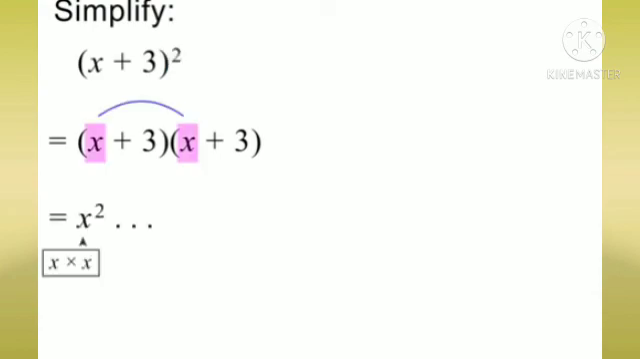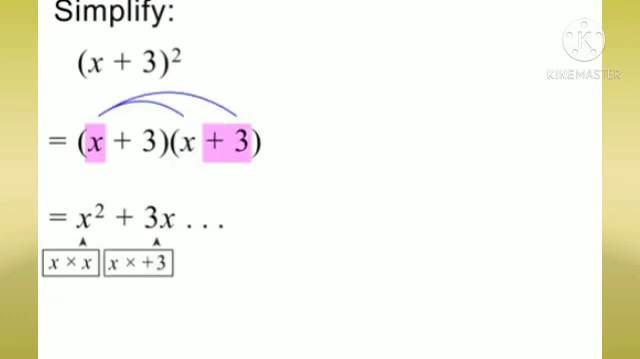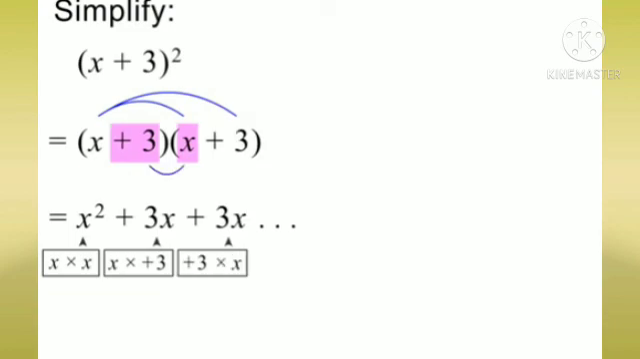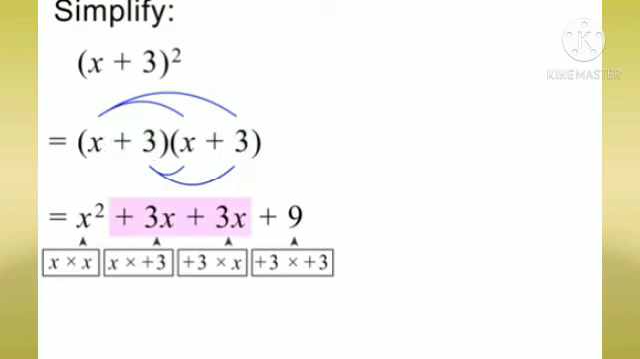We proceed as before. X times x equals x squared. We then multiply the outer terms. X times plus 3 equals plus 3x. And then the inner terms. Plus 3 times x again equals plus 3x. And then the last terms. Plus 3 times plus 3 equals plus 9. Are we finished? No, we have like terms. 3x plus 3x equals 6x. So the answer is x squared plus 6x plus 9.